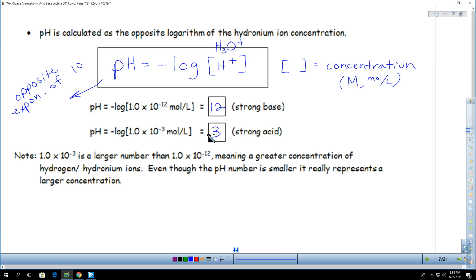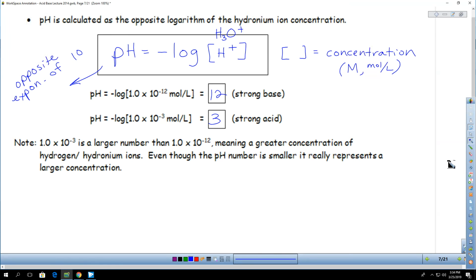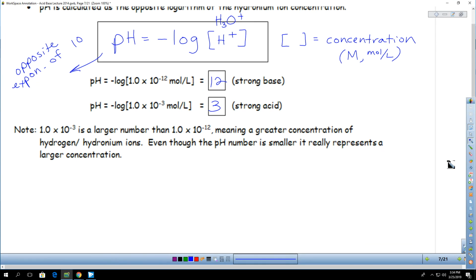Now, another math review. We have to remember what these exponents mean, these negative exponents of 10. So if I have a number that's 1.0 times 10 to the negative 12, and I want to take that out of scientific notation, I have to move my decimal spot backwards. 1, 2, 3, 4, 5, 6, 7, 8, 9, 10, 11, 12. There it is. That's going to be crazy small.